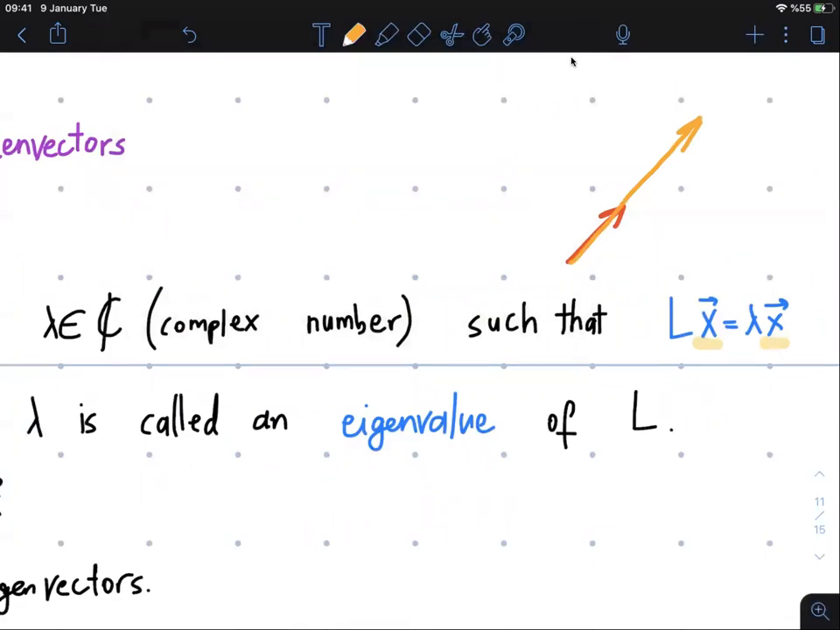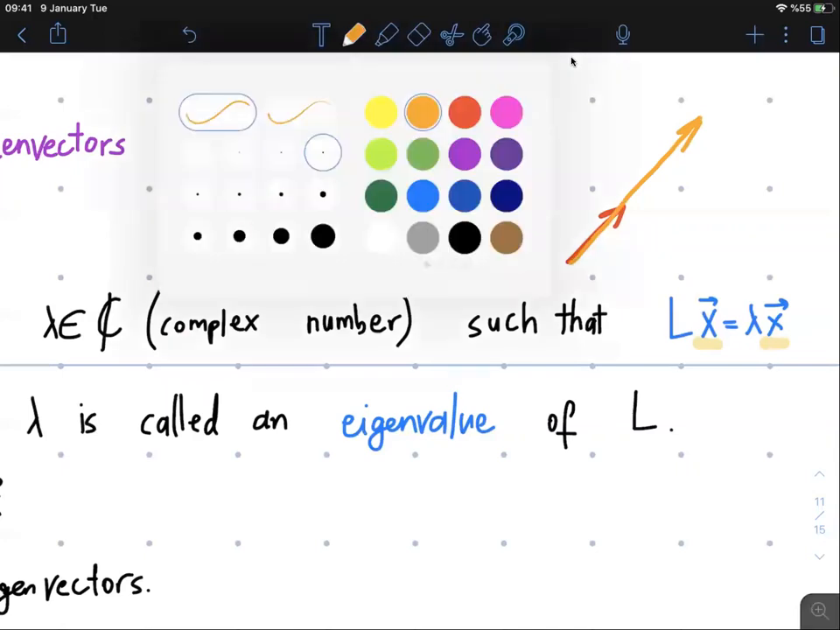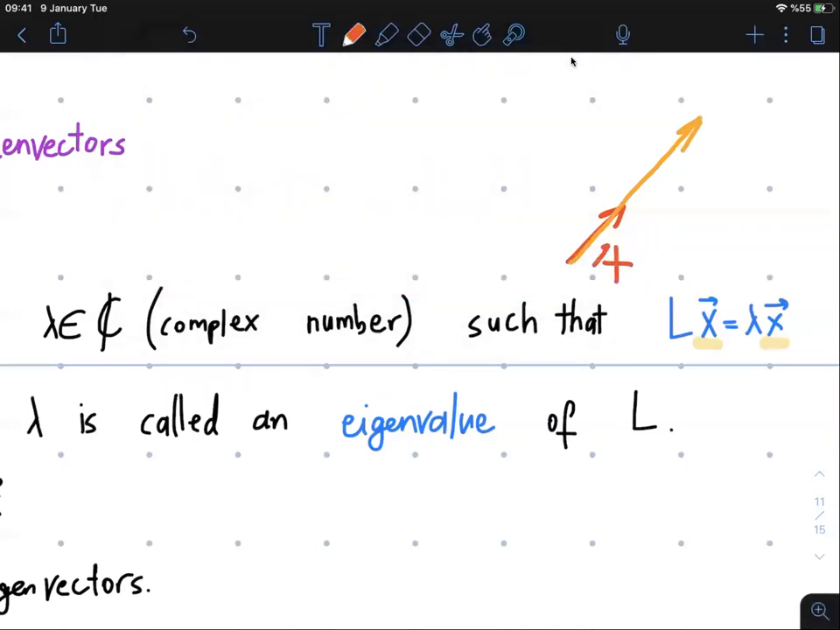So the red one is X, and the orange one is L of X. Okay, so if we can find such a vector, then we call it an eigenvector. Of course, this picture is somewhat misleading because lambda can also be a complex number, and in that case, this is basically some kind of rotation, okay? But don't mind that.